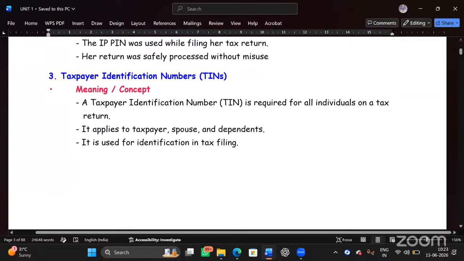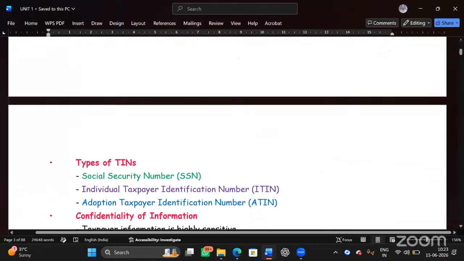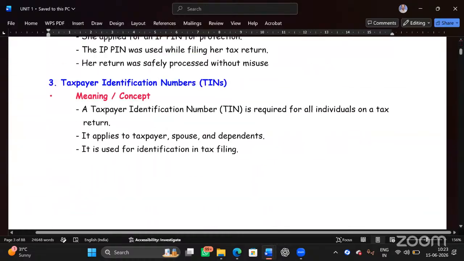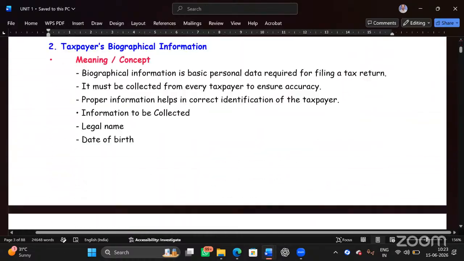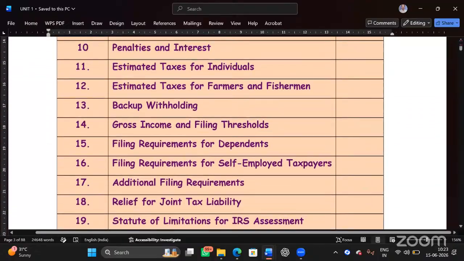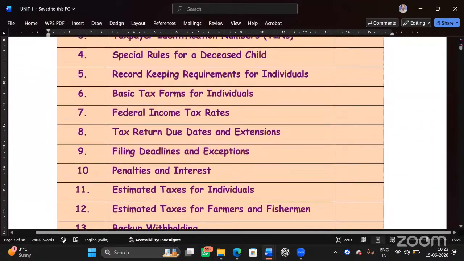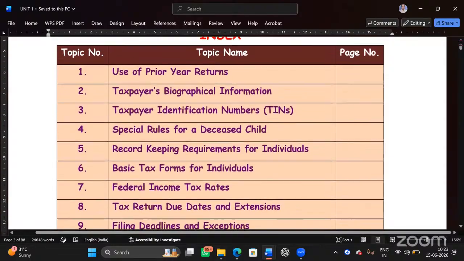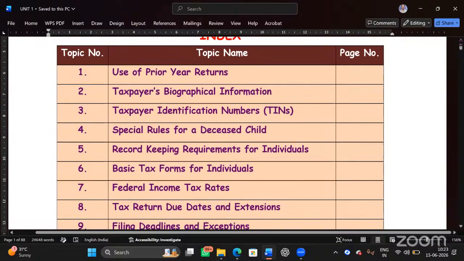So, taxpayers identification number. Like this, we are going to cover a total of 20 subtopics. I am requesting every student to familiarize with all subtopic titles.